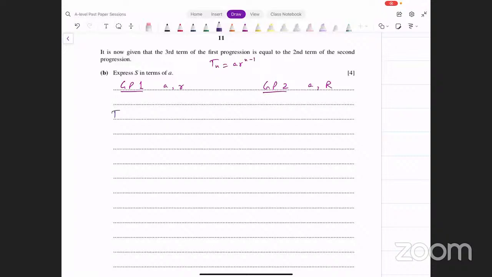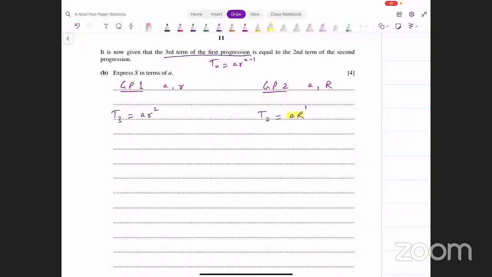अब इसकी जो third term है, first GP की, third term of the first progression, what is that going to be? A into R raised to power 3 minus 1, that's AR square. That's the third term of the first progression. Second term of the second progression, what's that? That's T2 equals first term A into R raised to power n minus 1. यहाँ पे R क्या है? Capital R. n minus 1, 2 minus 1, that's just 1, AR. आपके पास ये आपकी first term, second term आ गई इसकी.